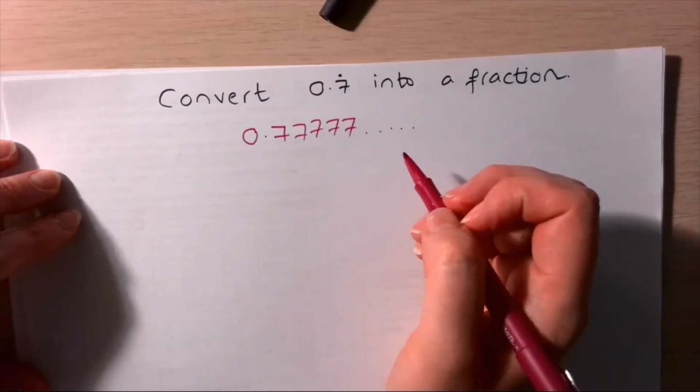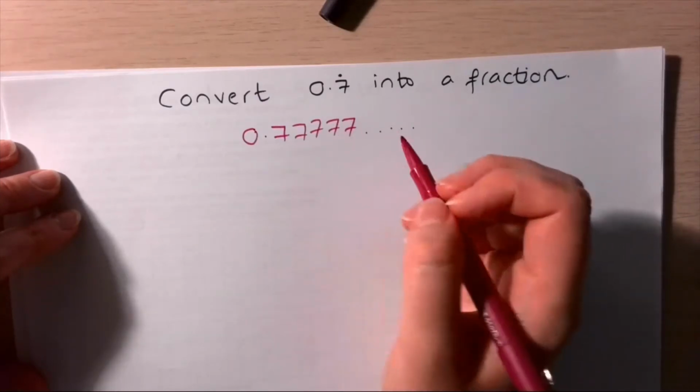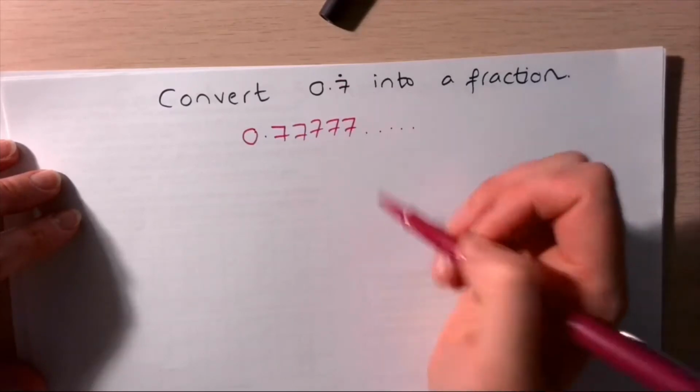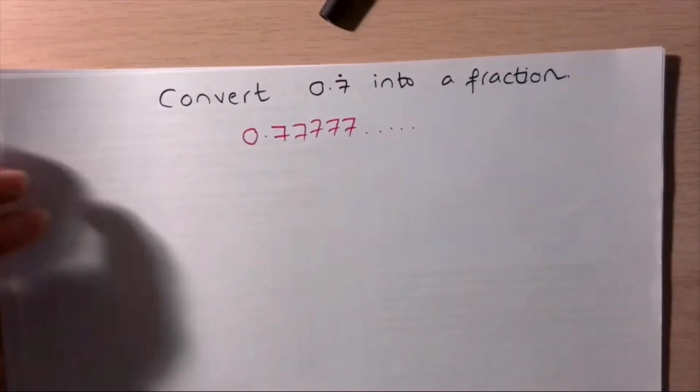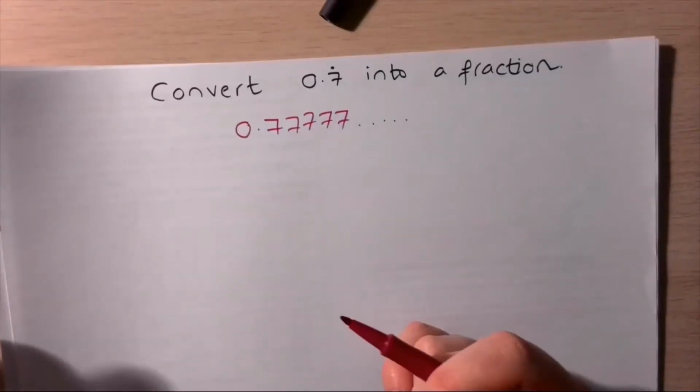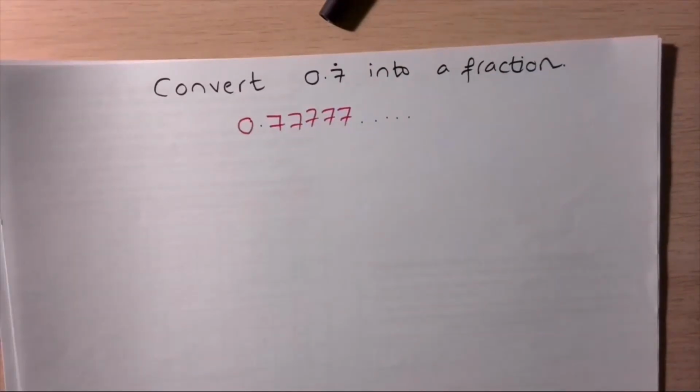We obviously can't write that forever, it'll be a waste of time, we'd never get there, so we put a little dot over the top of the 7 to indicate that it's just going to go on forever. Okay, now we want to convert it into a fraction. I really love doing these because it kind of feels like magic. It feels like it shouldn't be possible, but it is. I think you'll enjoy doing them.